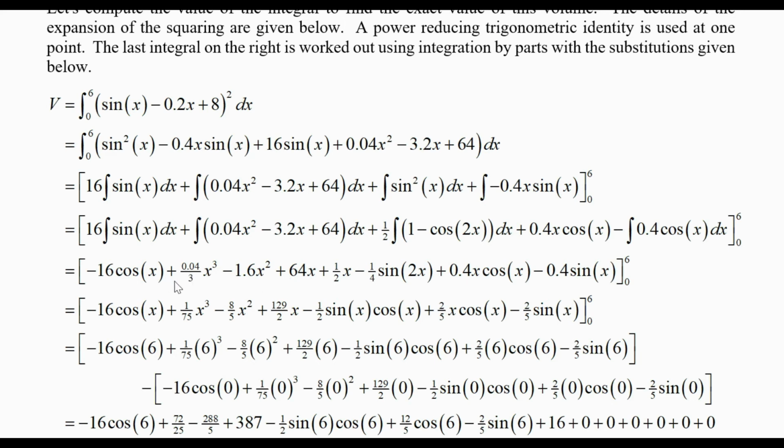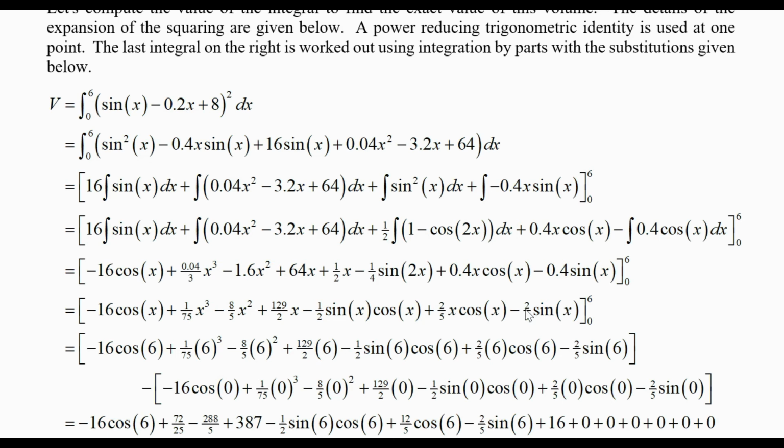Okay, so let's see where we were here. Yeah, that was 129 over 2. So 64 is 128 plus 1 more is 129 over 2. Okay, and I'm going to write sine of 2x is 2 sine x cosine x. The 2 times the 1/4 is 1/2. It is still negative. And 0.4 is 2/5. 4/10 reduces to 2/5. And again, 4/10 reduces to 2/5 here.